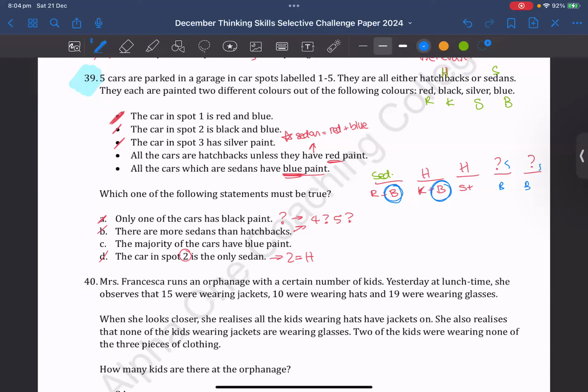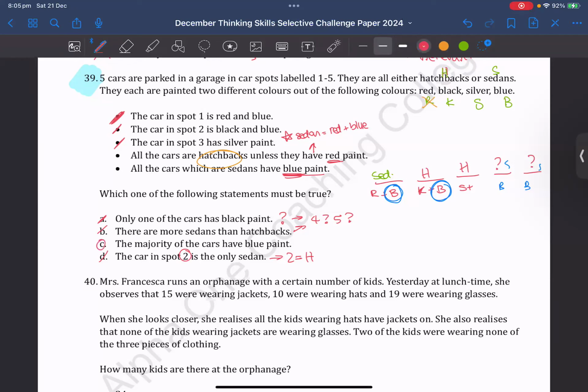But once again, the hatchbacks cannot have red paint. Give me 1 second. Hatchbacks, unless they have red paint. So this is definitely a hatchback, so it can't have red paint. So using the matchup of black, silver, and blue, we know that the majority of the cars have to have blue paint.